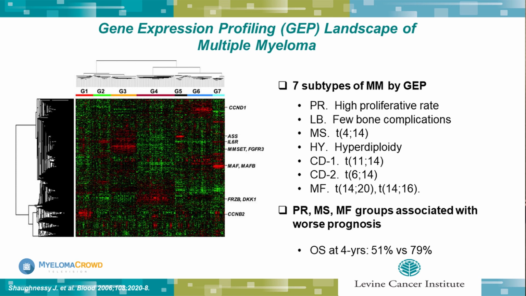There's the hyperdiploid, which I told you about, 42% of patients. There's the MS subtype, which is characterized by the 4-14 translocation. It's called MS because there's a gene called MMSET that is upregulated as a result of that chromosomal translocation. There's the PR subtype, or high proliferative rate. That's more heterogeneous from a cytogenetic and mutation perspective. And then there's this other, less common subtype called LB. And these patients just clinically very rarely have bone complications of their disease. As it turns out, the proliferative subtype, the one characterized by the 4-14 translocation, MS, and the MF groups don't do as well. Those would be considered high-risk gene expression profiles.